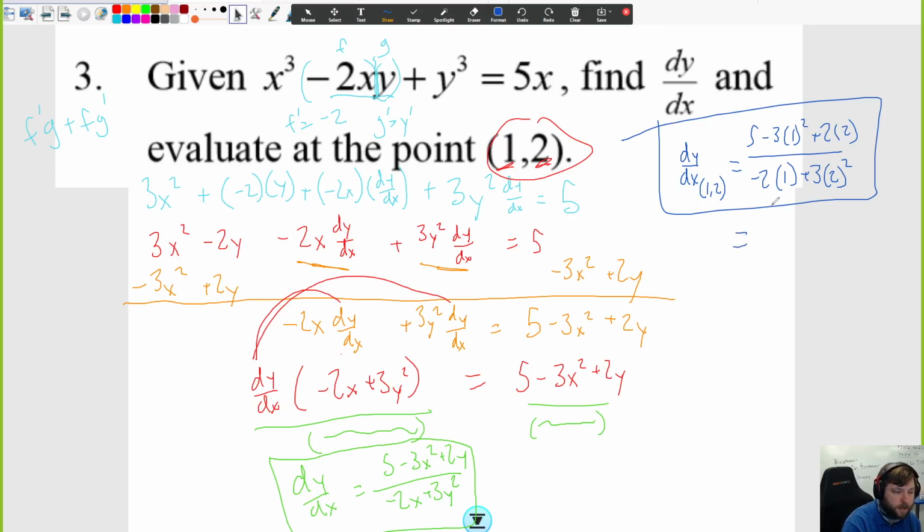But let's do it anyway. 5 minus 3 plus 4, over negative 2 plus 12. All right, so on the bottom I have 10, on top I have 2 plus 4 is 6. 6/10 or 3/5. There you go. All right, questions?